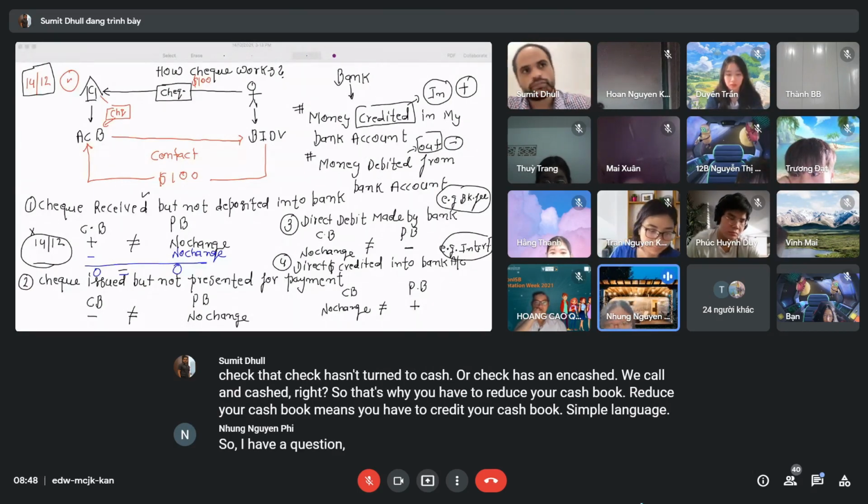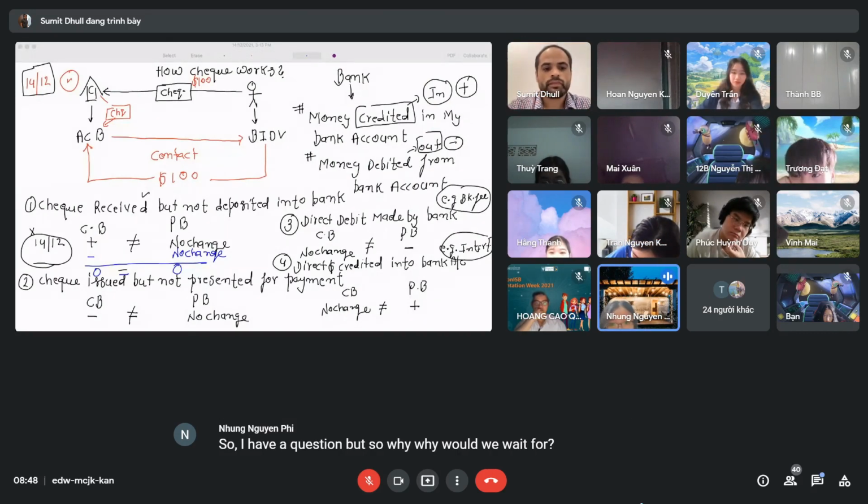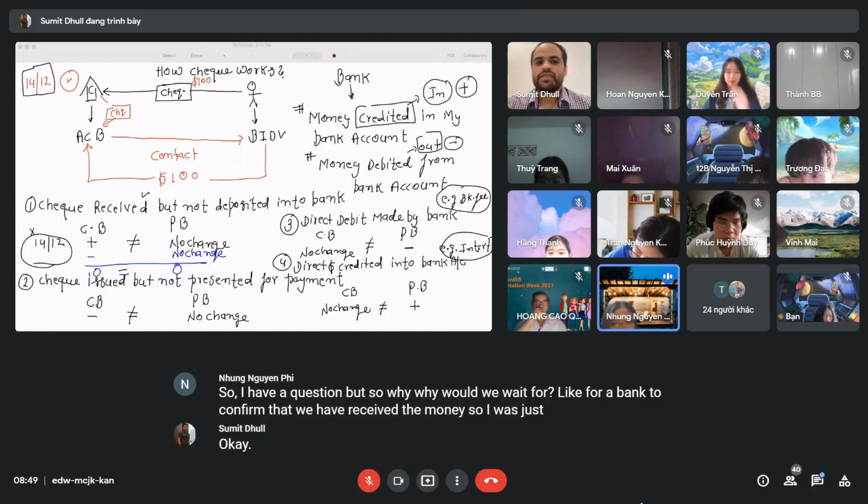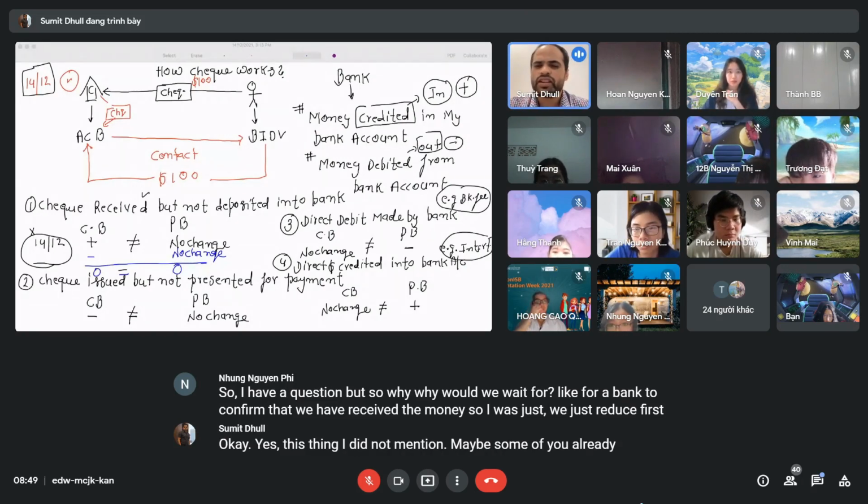Like, so why wouldn't we wait for the bank to confirm that we have received the money? So why do we just reduce first? Yes, this thing I did not mention. Maybe some of you are already confused about it. Oh, why is it like that?